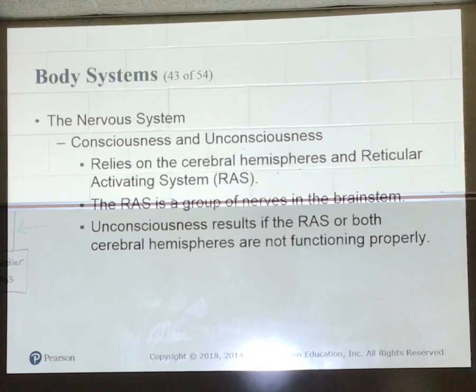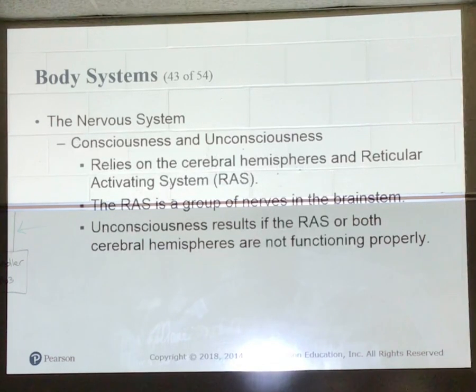For consciousness, you need to know this. For a patient to be in a conscious or awake state, the reticular activating system has to be up and running, and at least one hemisphere of your brain. If either the reticular activating system or both cerebral hemispheres are damaged or not functioning properly, you will become unconscious.